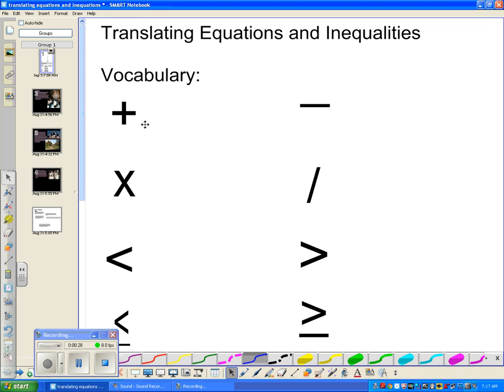So if you want to pause it, that's fine. I want you to think about what are some words you know that mean to add, subtract, multiply, and divide. And this should be a little bit of a review for you. So some words that I thought of that represent addition.